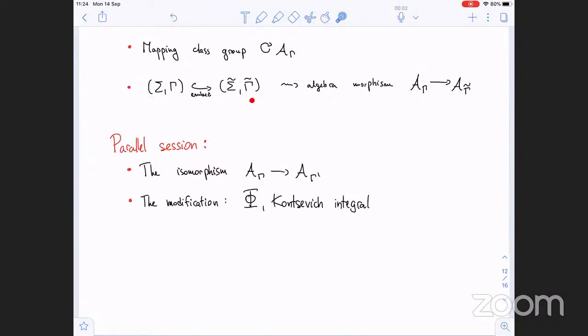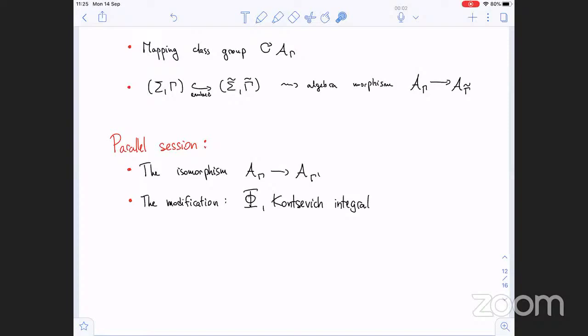I am writing it here, and it's related to a slightly more general claim that if you embed a surface into a bigger surface, and the embedding is compatible with a graph, then you get an algebra morphism in the same direction. There are two duals, so you get a morphism in the same direction.